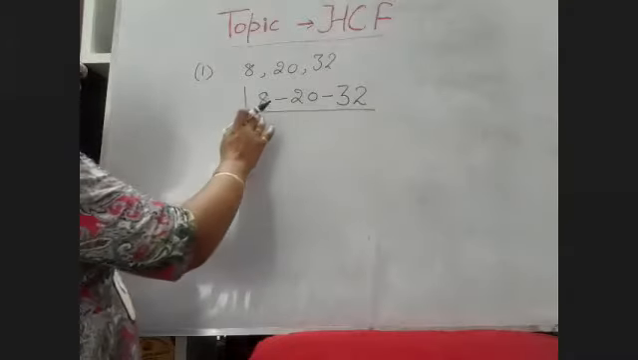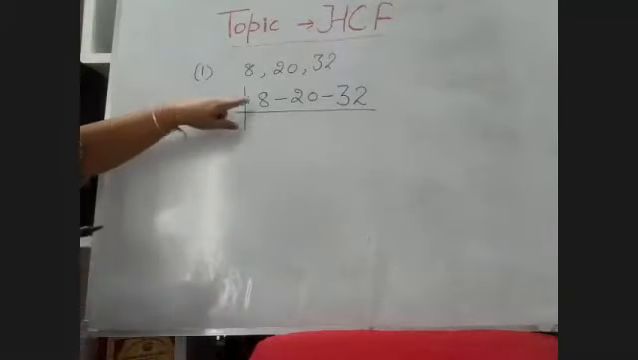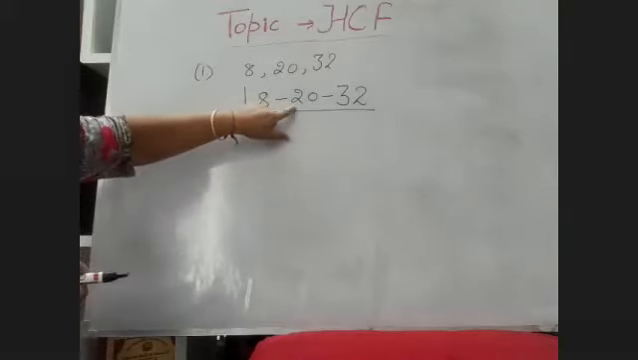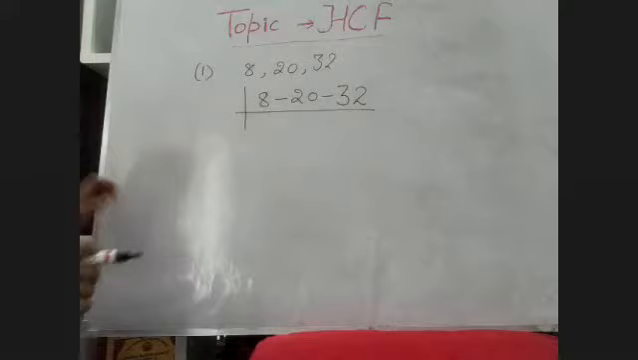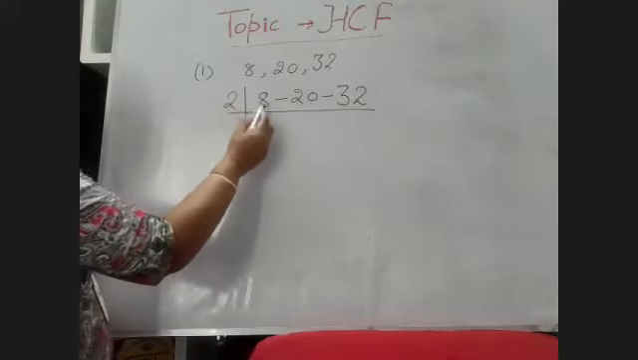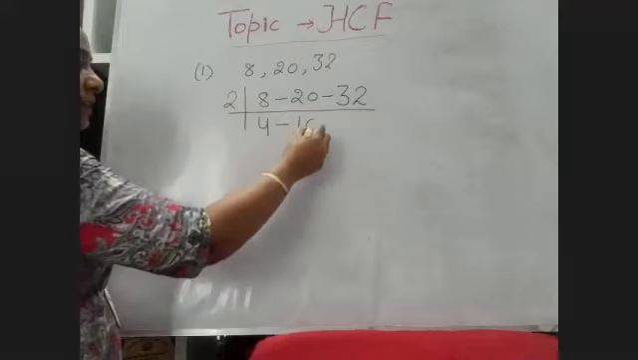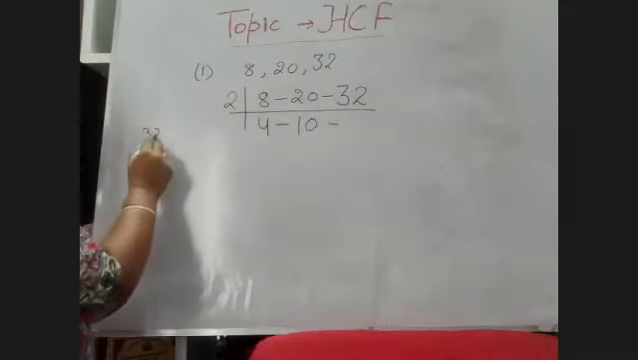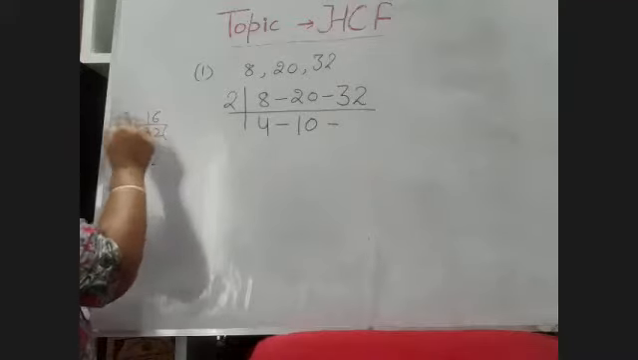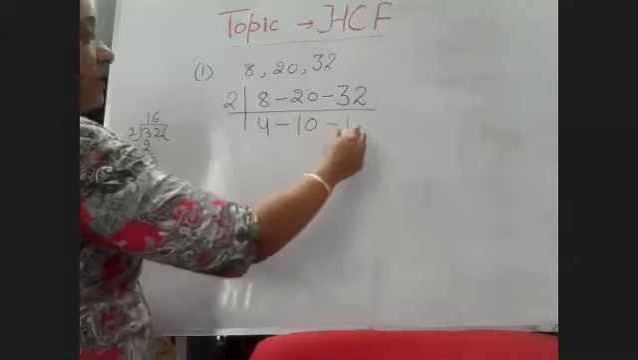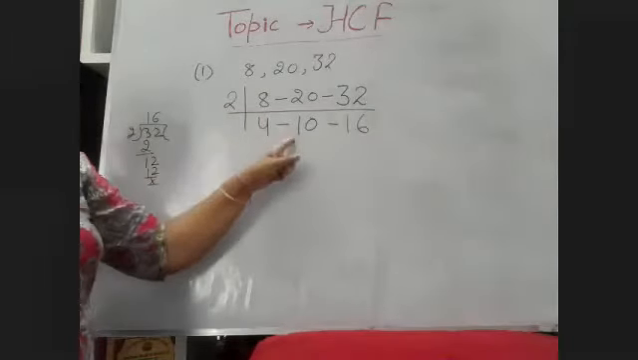Now observe these numbers 8, 20, and 32 carefully. These are all even numbers. 8 is even, 20 is even, and 32 has last digit 2, so it is even. So divide all these three numbers by 2. 8 divided by 2 is 4. 20 divided by 2 is 10. 32 divided by 2 is 16. Now we get 4, 10 and 16.